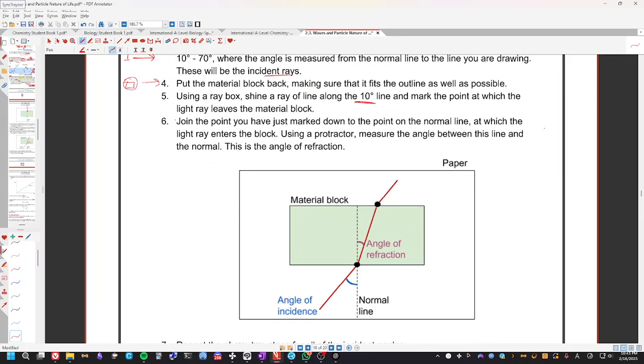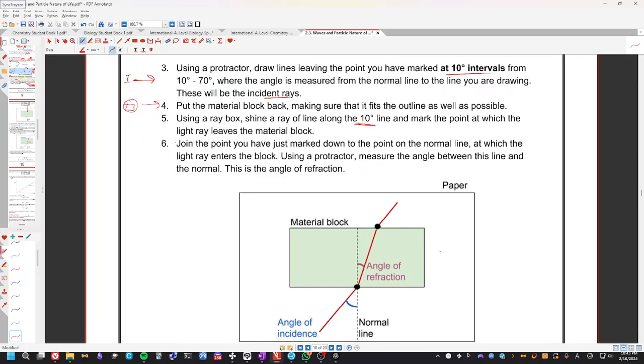Okay, so basically what they're saying is, after you put down the light, you're going to have this point over here where it comes out. After that you want to take off the block and join these 2 points together in a line. Then use the protractor and measure the angle. So you want to join these 2 points, and then mark the point down on the normal line. This sentence just describes further where we're connecting these 2 lines.